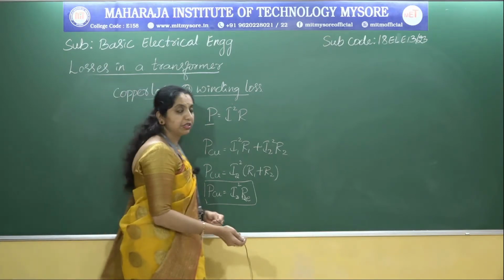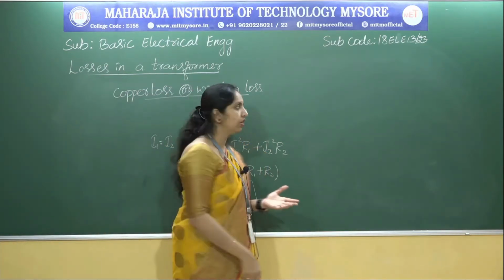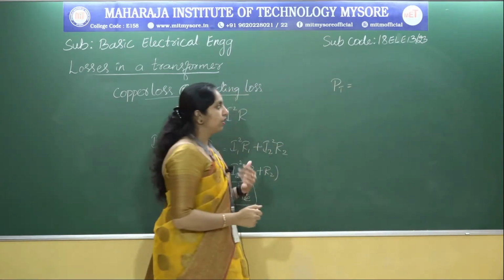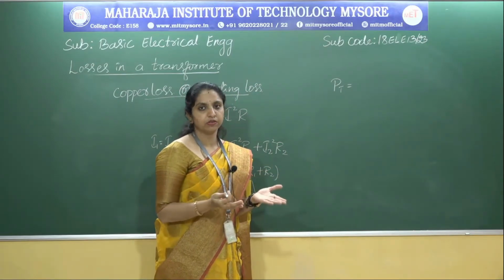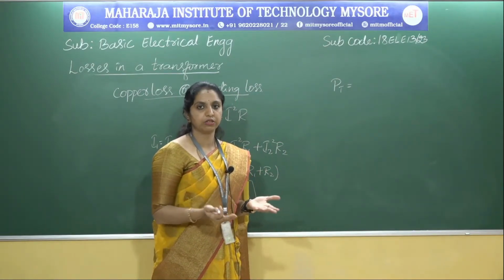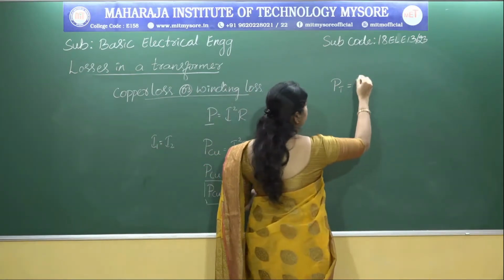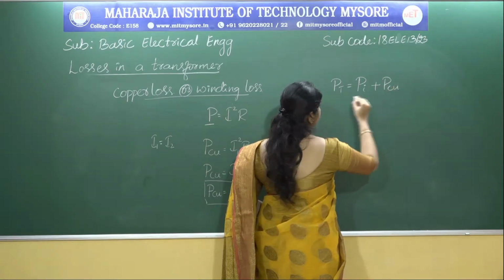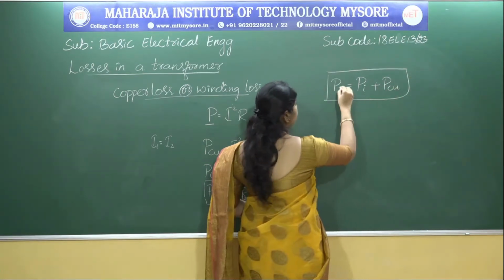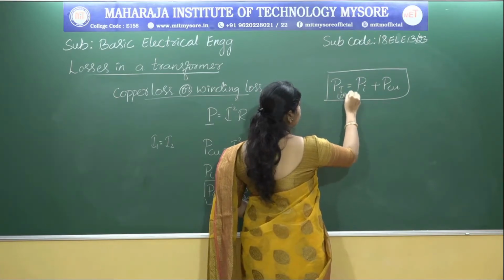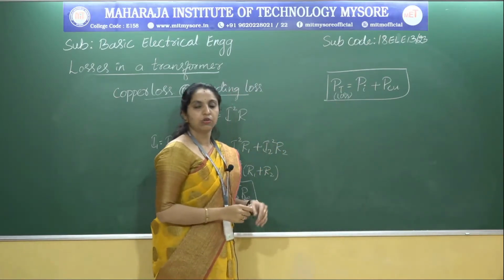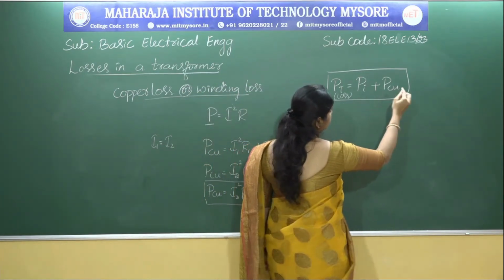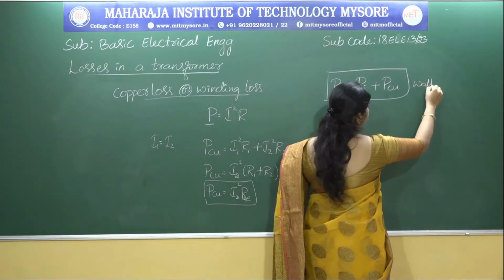And how do we express the total loss in a transformer? Remember, we have discussed the loss that occurs in two different parts of the transformer. One is the iron loss, Pi, and another one is the copper loss. So the total power loss is equal to the summation of the iron loss plus the copper loss, and of course the unit is watts.